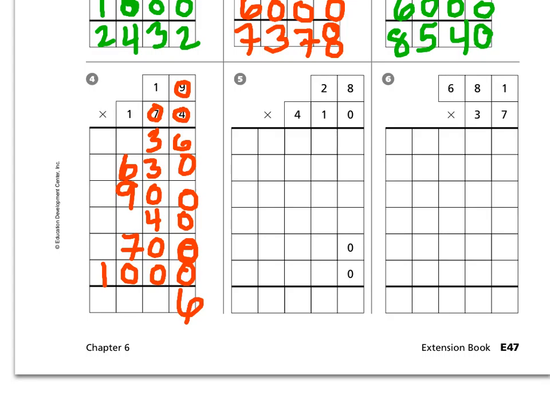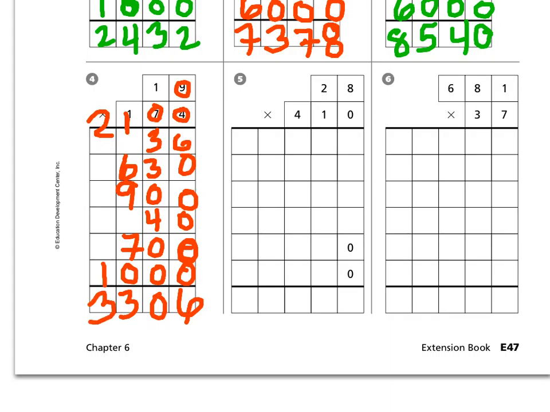3 plus 3 is 6, plus 4 more is 10. Carry the 1. 1 plus 6 is 7, plus 9 is 16, plus 7 more is 23. Carry the 2. 2 plus 1 is going to be 3.